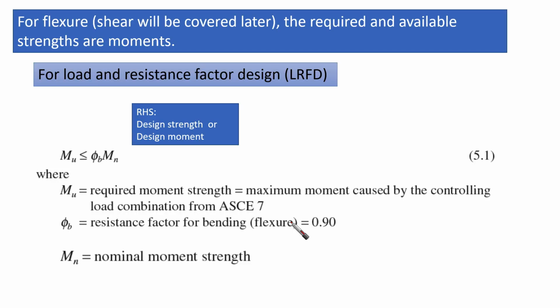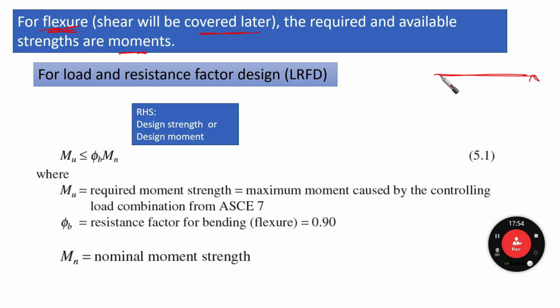Okay, so first of all, here we are going to focus on flexure. Shear will be covered later on. The required and available strength are moments only, because we are talking about beams, whether they are continuous or not. So we are talking about a type of moments at the end.